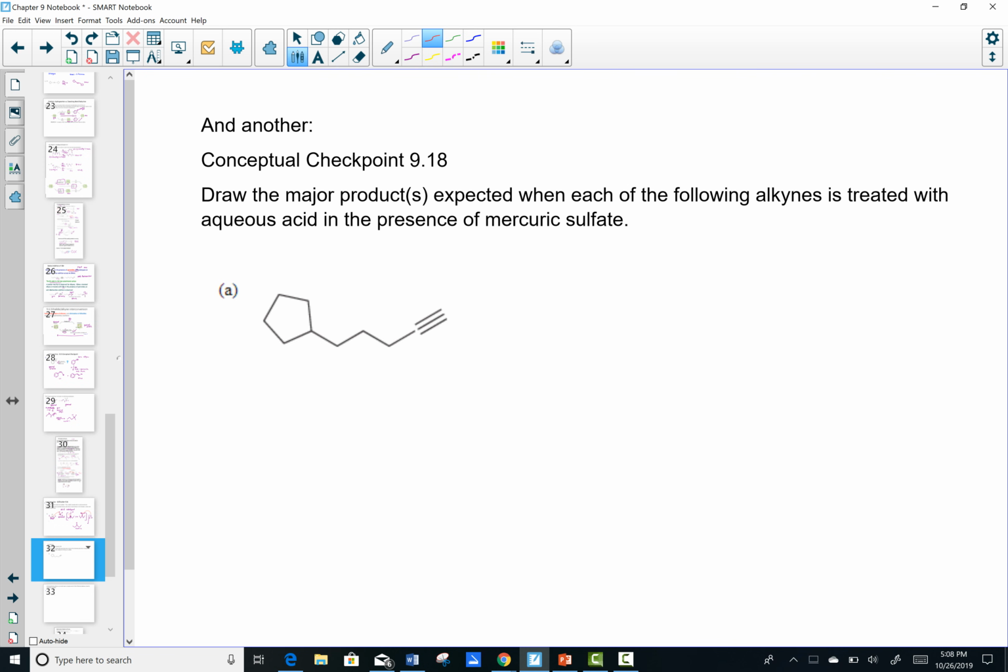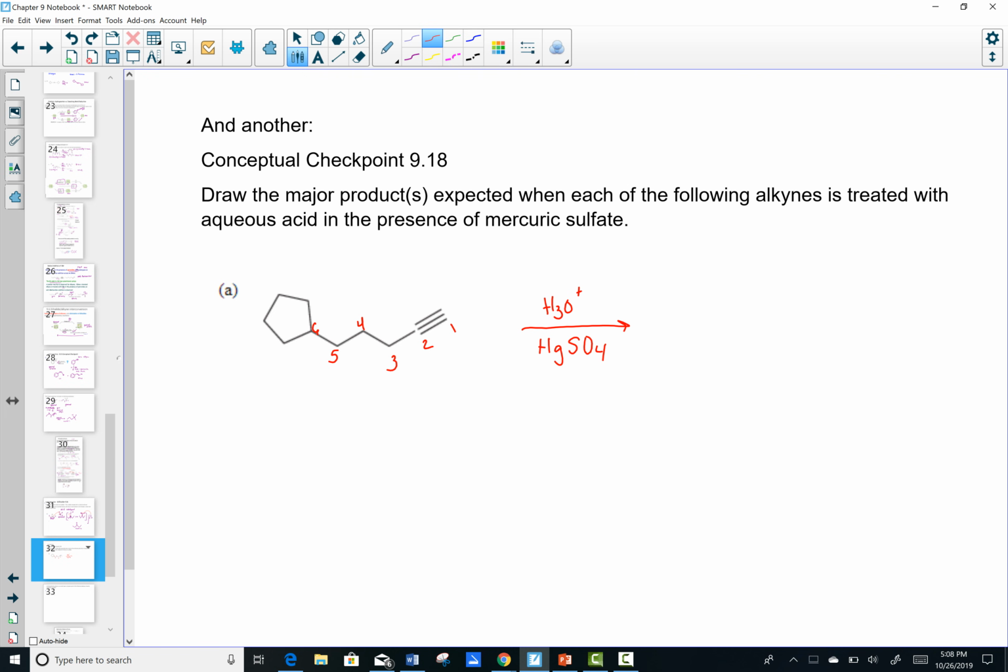In another checkpoint, 9.18, here's an opportunity to think about what would happen if I start with this terminal alkyne, 1, 2, 3, 4, 5, 6. At carbon number 6, we have a cyclopentane. So a terminal alkyne, and we're going to treat it in the presence of an acid and mercuric sulfate.